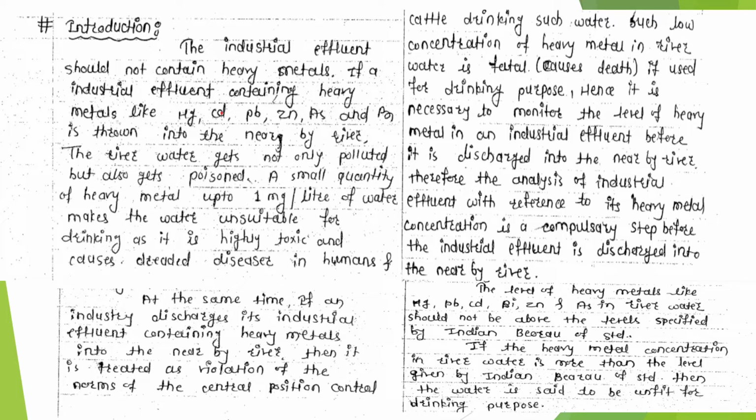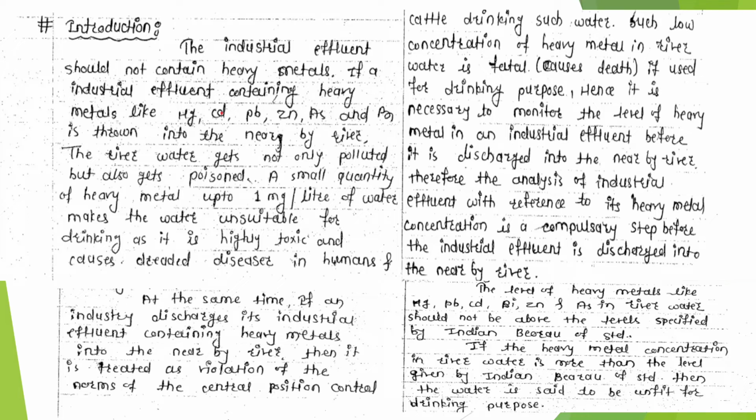At the same time, if an industry discharges its industrial effluent containing heavy metals into the nearby river, then it is treated as a violation of the norms of the Central Pollution Control Board. Such norms are made by the board, and if you release the industrial effluent directly into the river without any processing, it violates the norms made by the Central Pollution Control Board.